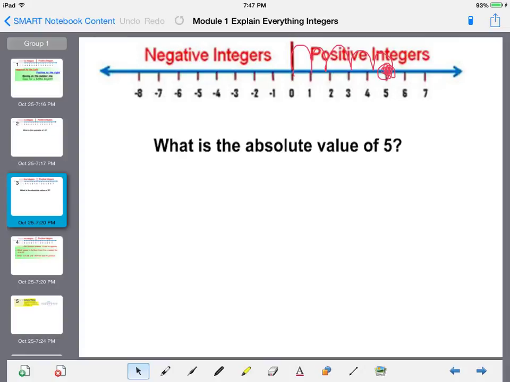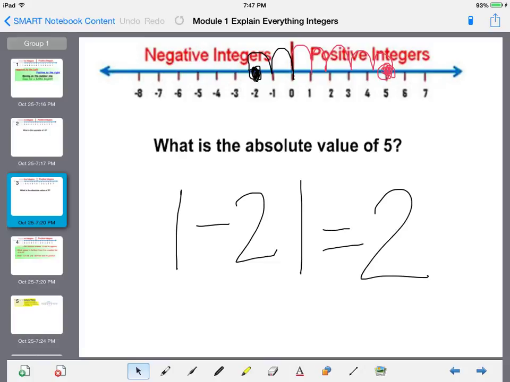Similarly, if I was at, for example, -2 on the number line, and I wanted to know the absolute value of -2, I really want to know what is my distance away from 0. And so I would count the units to 0, 1, 2, and my answer would be 2.